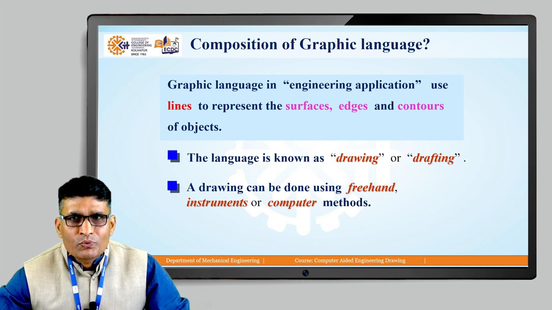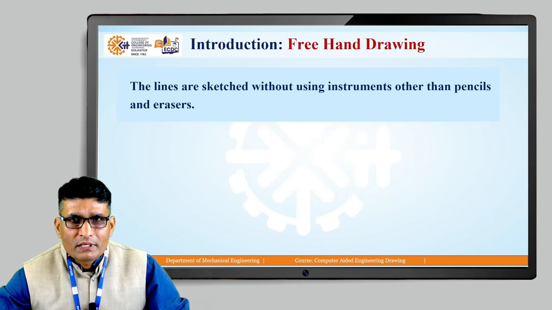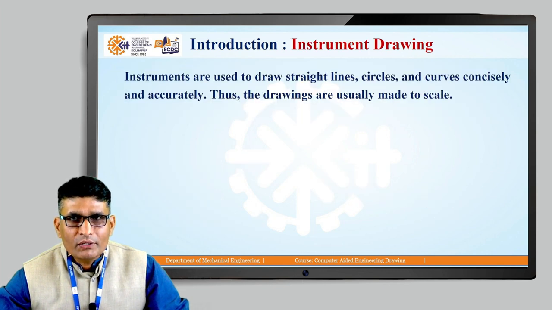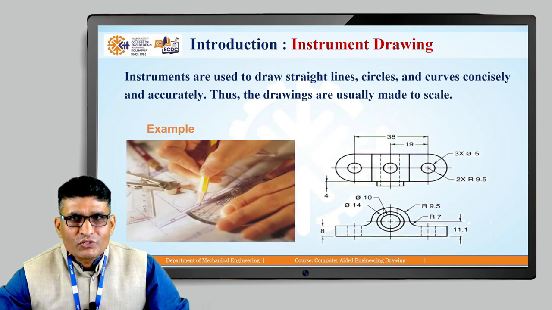A drawing can be done using freehand, with instruments, or by computer methods. If you draw with free hands, it is called freehand drawing, wherein you are only using pencils and eraser, and this is an example of freehand drawing without any drawing instrument. One more type of drawing is instrument drawing, wherein you are using some drawing instruments like scale, compass, protractor and some set squares. That's why it is called instrumental drawing.